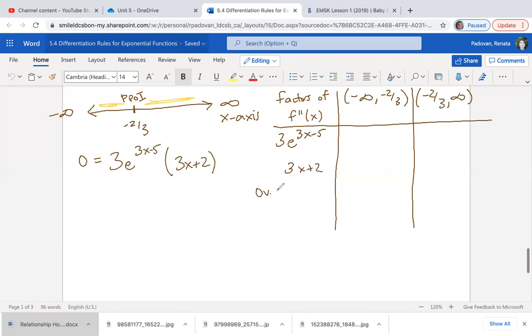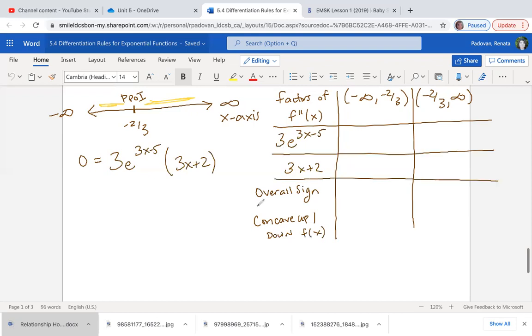Then I have my overall sign, but again, that's the overall sign of the second derivative, right? And then that answer is going to tell me whether I'm concave up or down now, up slash down over the original function, f of x. Now I just pick out some values that make sense and see what my conclusions are here.